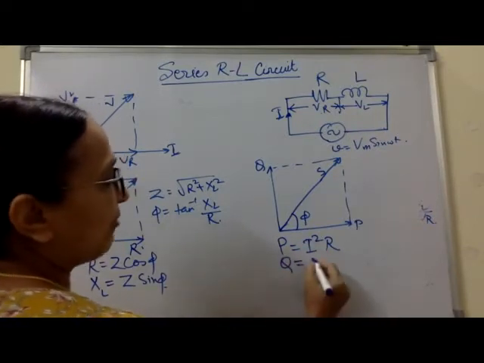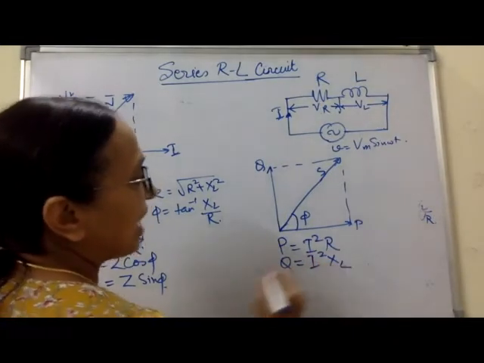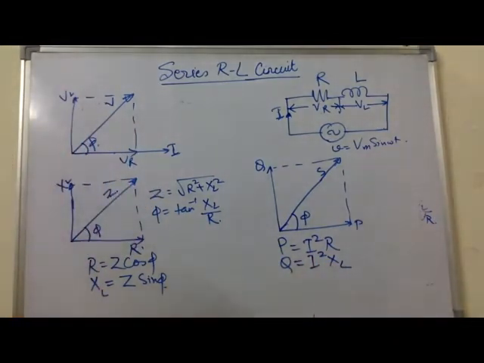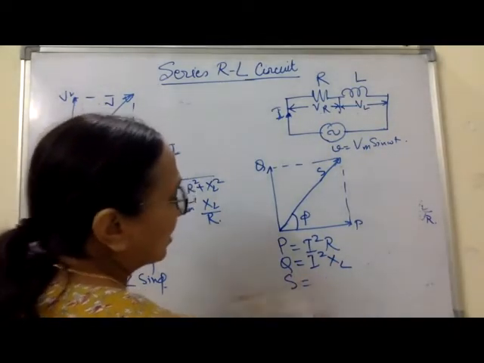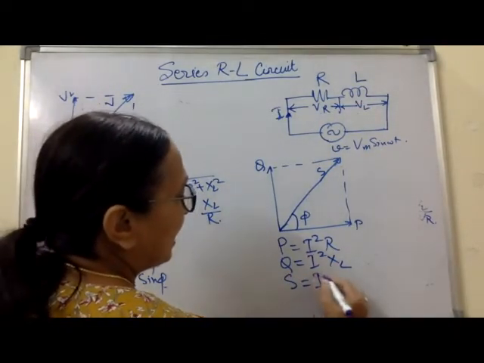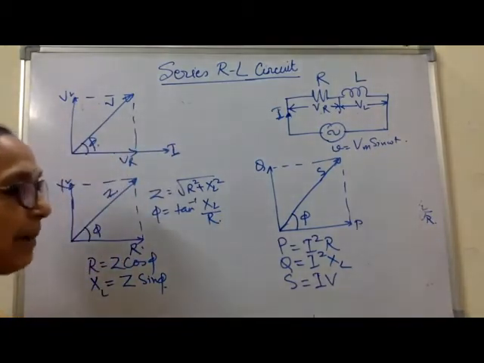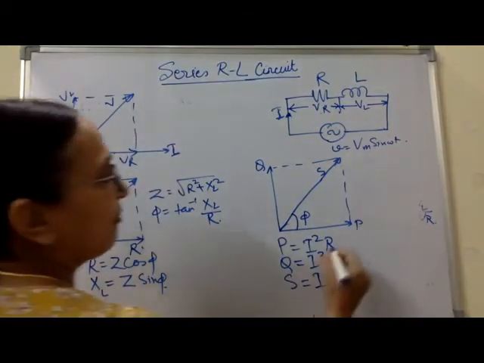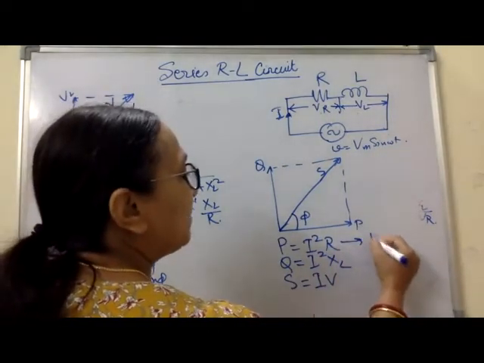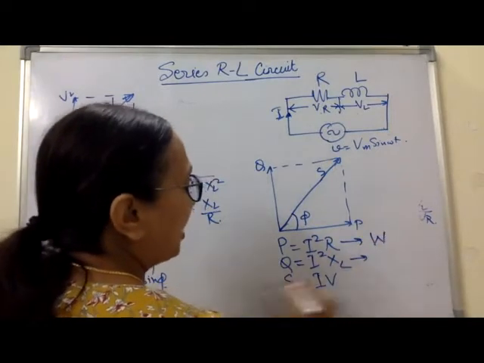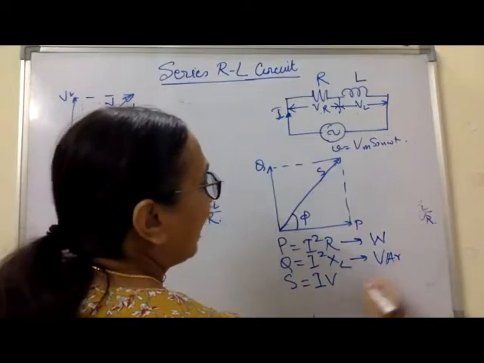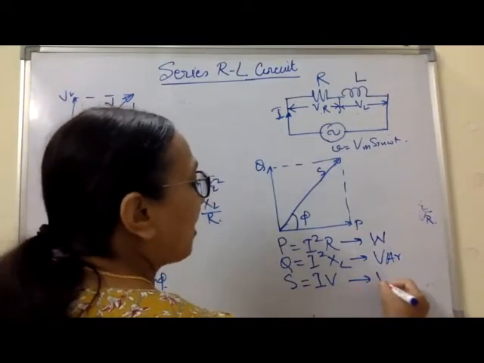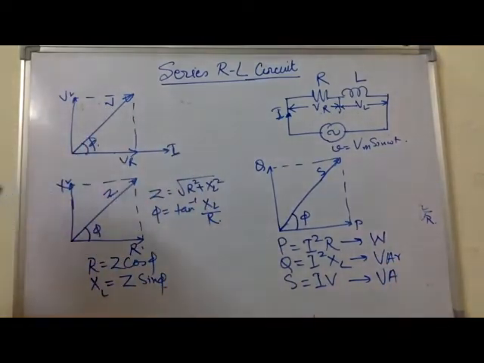The reactive power which is present in the reactance of the circuit is given as I square XL, and the total power is given as I into V, that is the apparent power is I into V. The unit of P is watt. The unit of reactive power is VAR, and the unit of apparent power is volt amperes.